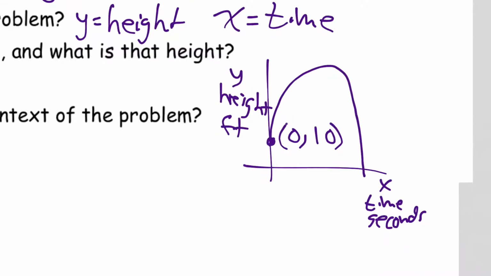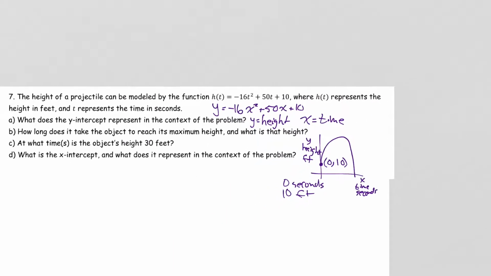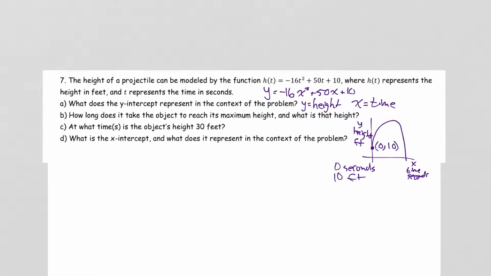So the y-intercept is right here at 0, 10. X is 0, so what's that saying? That's saying that at 0 seconds, the height is 10 feet. So it's essentially telling us the starting height of the projectile. So the y-intercept is telling us the starting height of this projectile.